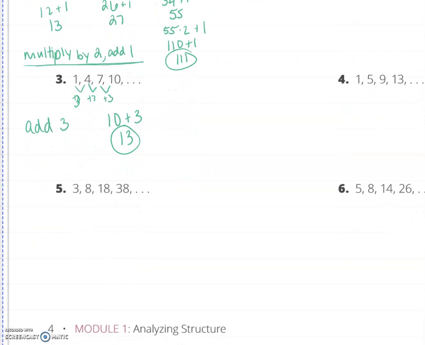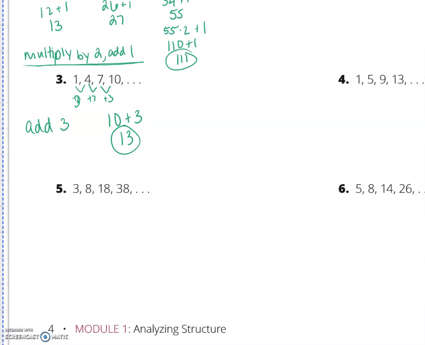All right, let's take a look at one more. Let's take a look at number 5. I go from 3, 8, 18, 38. A fairly big jump. Let's see what we can do. So if I go from 3 to 8, I could add 5. But 8 to 18, you can't add 5. So maybe 3 times 2 and add 2, that would be 6 plus 2, which would be 8. And then if I take 8 times 2, 16 plus 2, that's 18. Oh, so I might be on the right track.